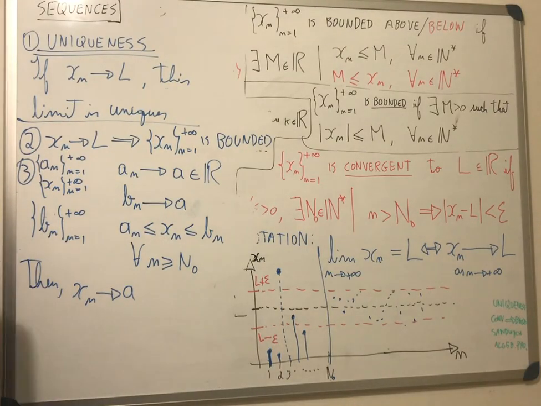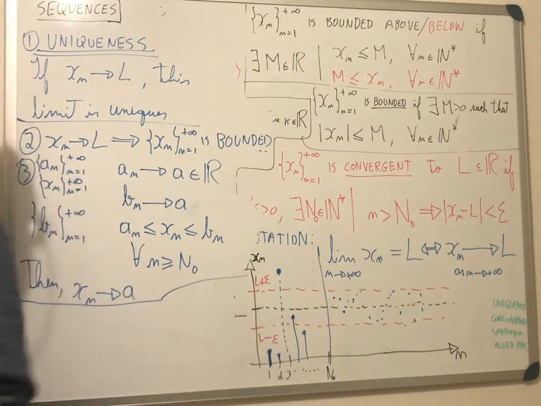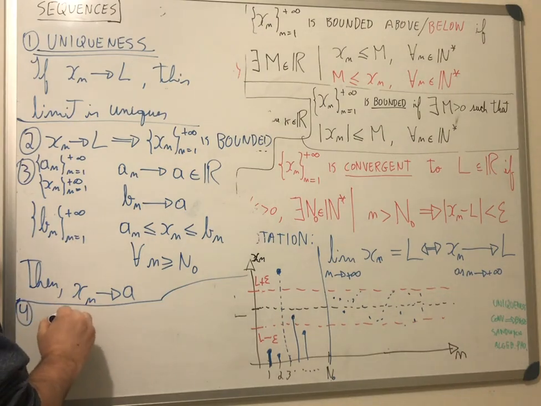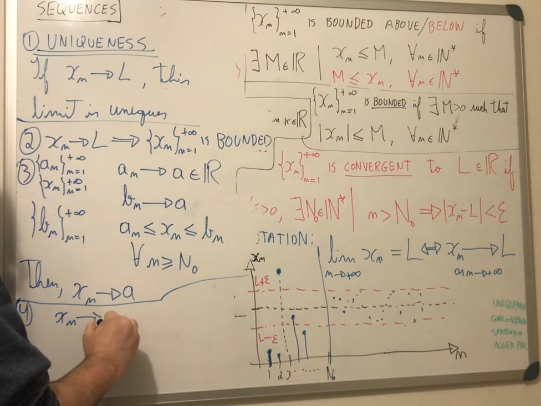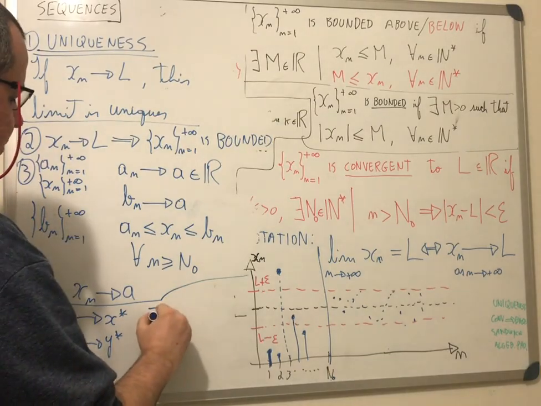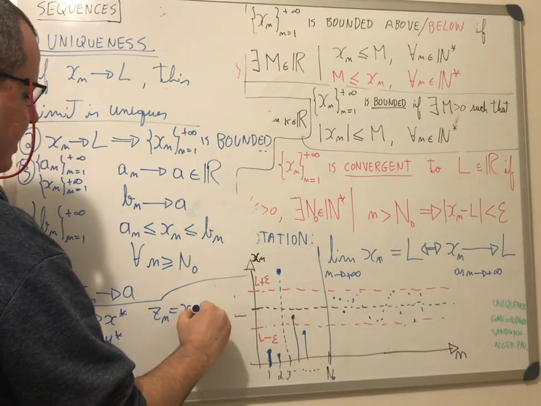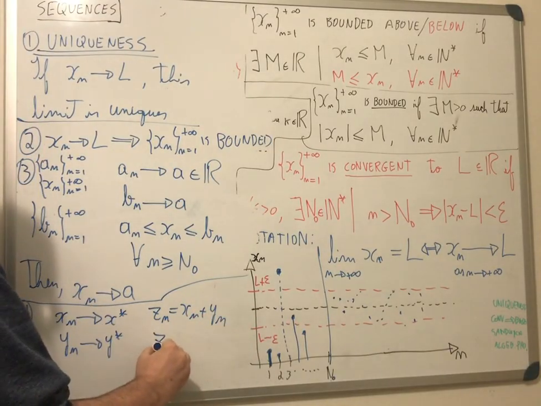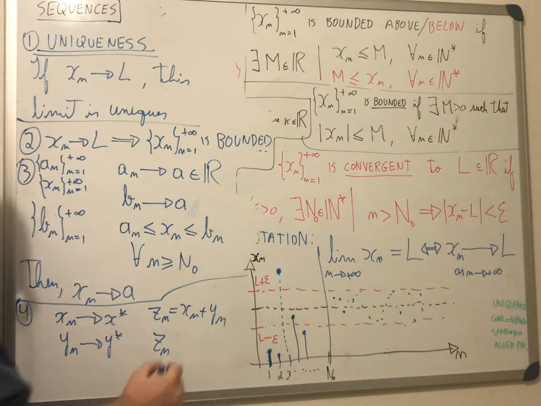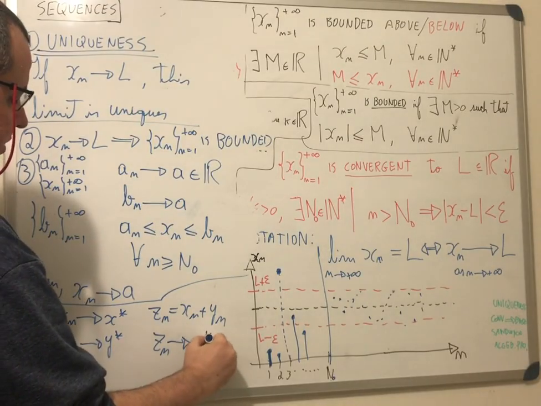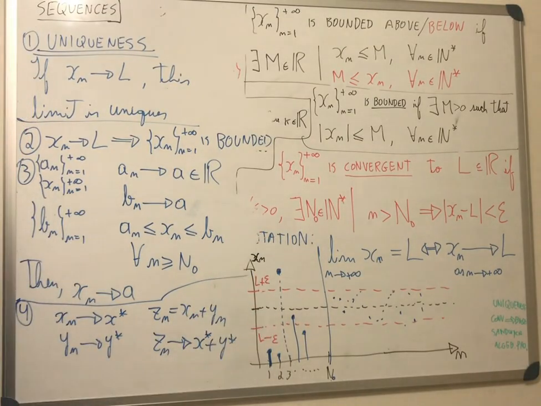And converging sequences have the expected algebraic properties. For instance, if the limit of xn is some x star, the limit of yn is some y star, then if you create a sequence zeta n equals xn plus yn, what happens? This zeta n will also be convergent. It will converge to, guess what? x star plus y star. Okay?